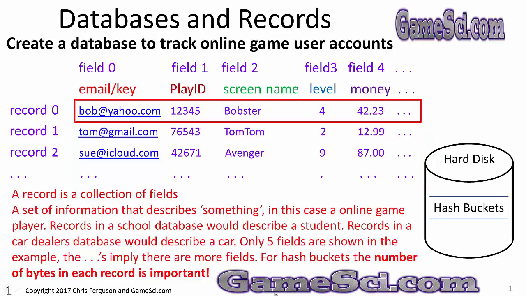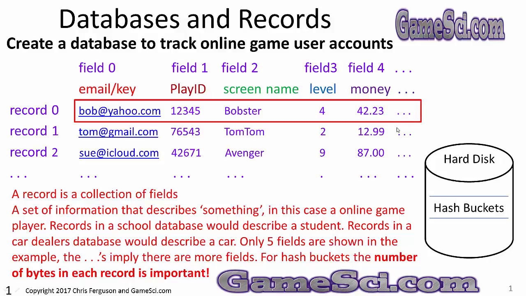A record is a collection of fields. I have boxed out an entire record here. Bob@yahoo.com, that's the entire record for Bob. It's a set of information that describes something, in this case, an online game player. Records in a school database would describe a student. Records in a car dealer's database would describe a car. Only 5 fields are shown in this example. Once again, the dots here imply there are more fields.